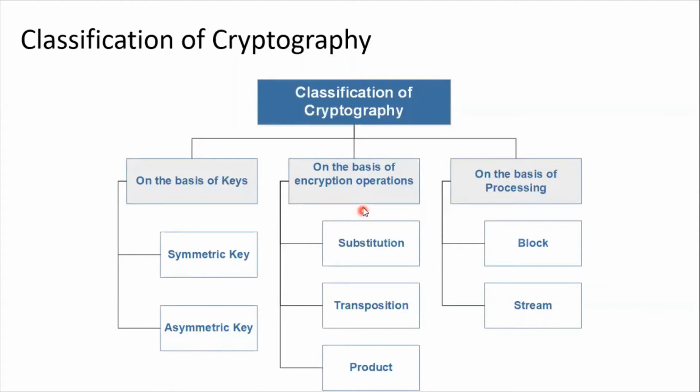On the other hand, we have classified the cryptography on the basis of encryption operation, where we can see we have substitution, transposition, and product cryptography. What is substitution? In substitution, we actually substitute one character with another character, for example, A to X or A to Z or A to Y. That is called monoalphabetic cryptography. Actually, that is substitution, where we substitute one character with the other character.